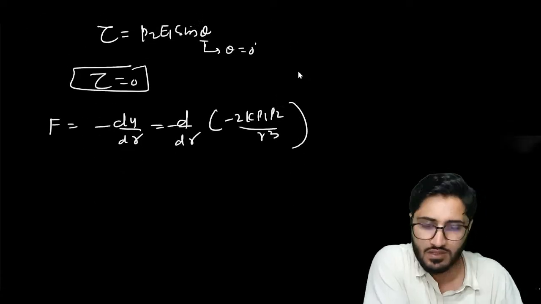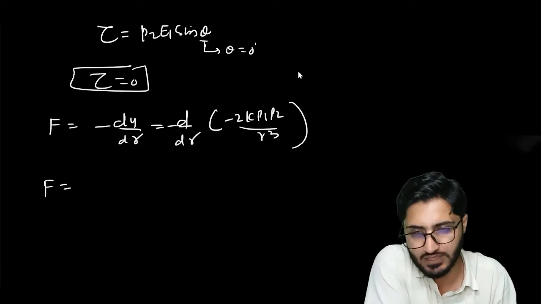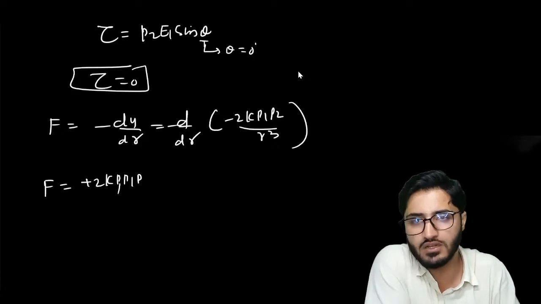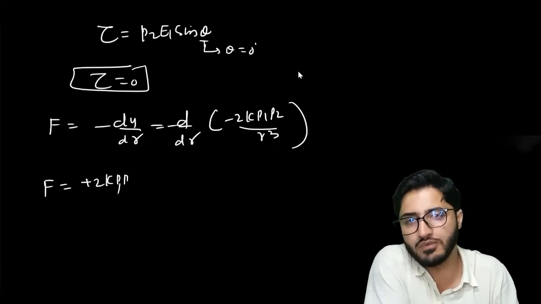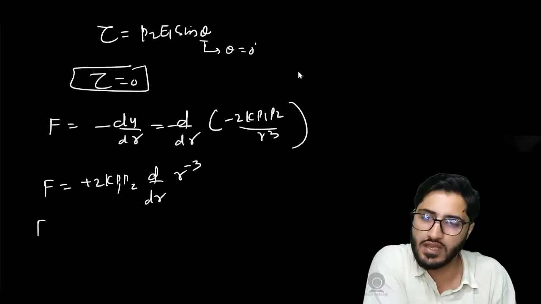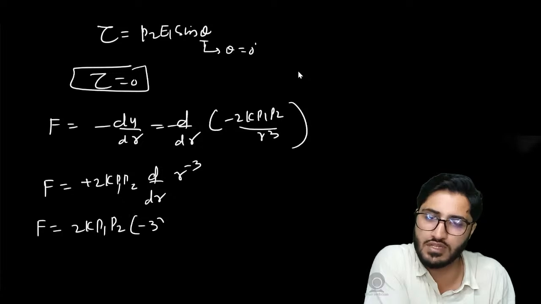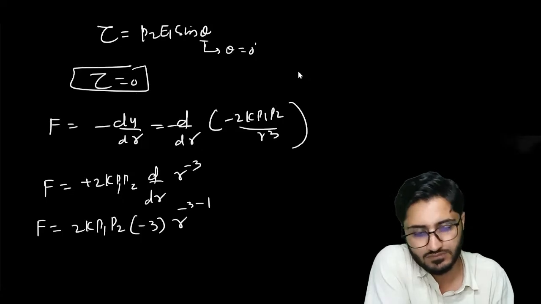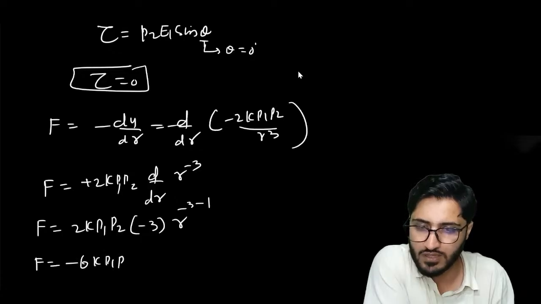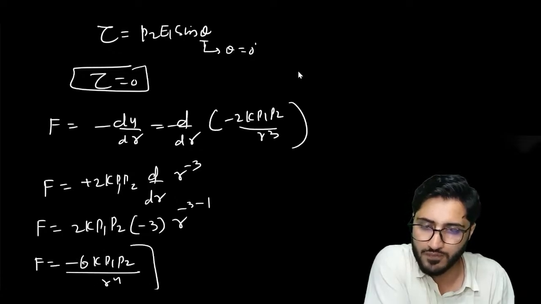I will write F equals minus, minus, plus. It is plus 2k P1 P2, then we have the differentiation of R to the power minus 3. So F came out to be 2k P1 P2 into minus 3 R to the power minus 3 minus 1. So F came out to be minus 6k P1 P2 whole divided by R to the power 4.